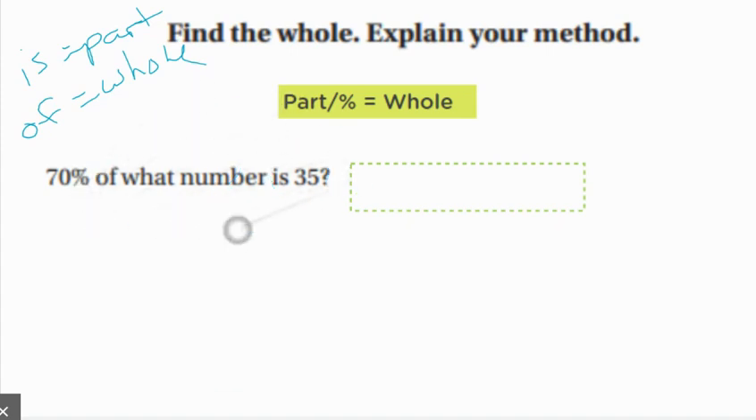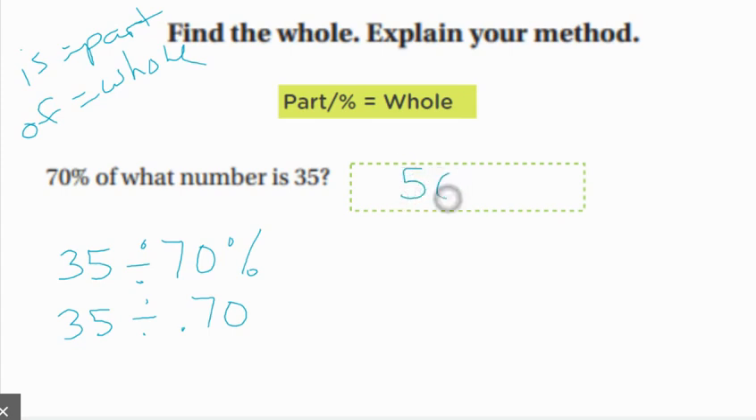All right, so let's do this. Part is 35, and then we're dividing by our percent, which is 70%. So we're doing 35 divided by, and you need to change your percent to a fraction or decimal. So I'm changing it to a decimal. And when you use your calculator, you should get 50.